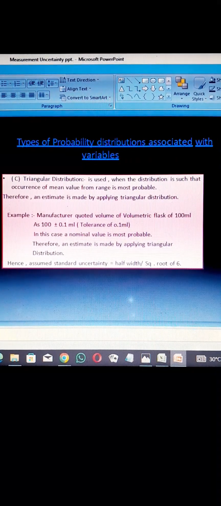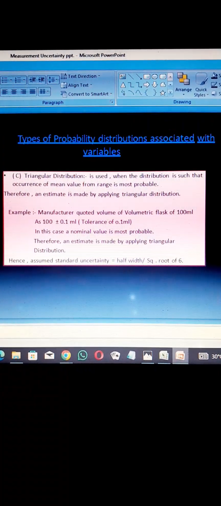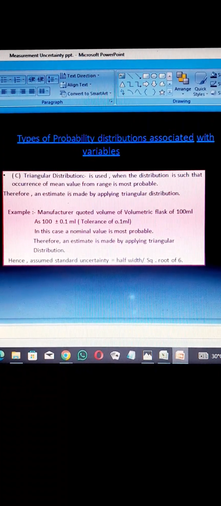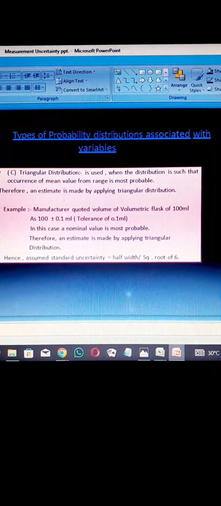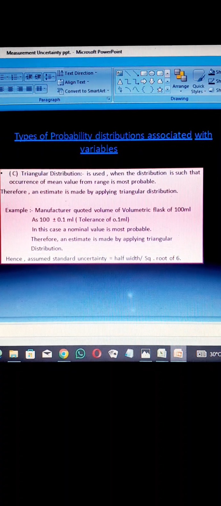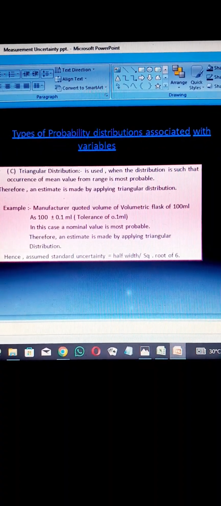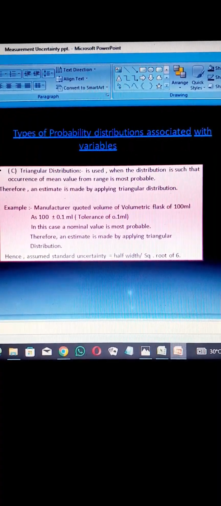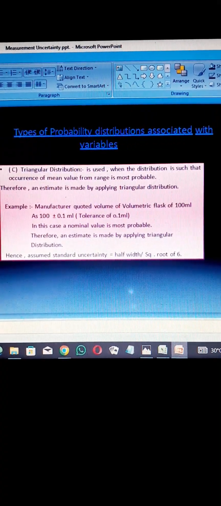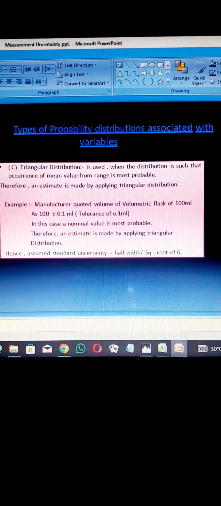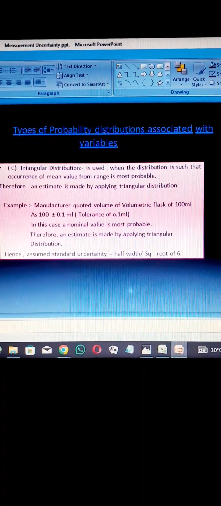Then come to types of probability distribution associated with variables. Triangular distribution is used when the distribution is such that occurrence of the mean value from the range is most probable. For example, if a manufacturer quotes the volume of a volumetric flask of 100 ml as 100 plus minus 0.1 ml tolerance, in this case the nominal value is most probable. Therefore, an estimate is made by applying triangular distribution. Hence, the assumed standard uncertainty is half width divided by the square root of 6.